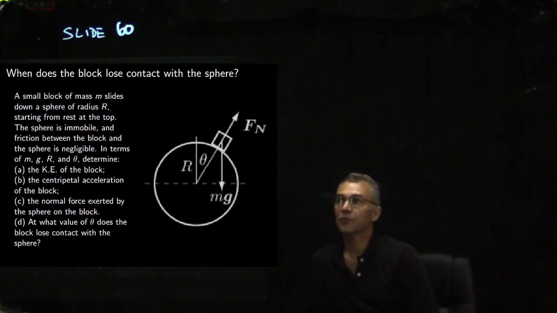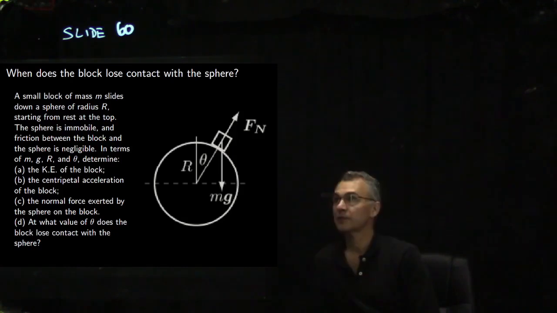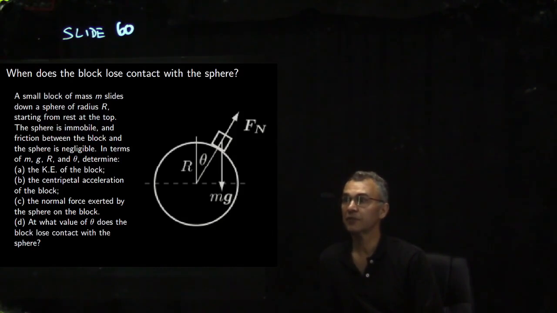Here's a classic physics 150 problem. A small block of mass m slides down a sphere of radius r. The block is small, by the way, so that you don't have to worry about rotational kinetic energy for the block. You just worry about movement of its center of mass. It's translational kinetic energy. A small block of mass m slides down a sphere of radius r, starting from rest at the top. The sphere is immobile, and friction between the block and the sphere is negligible.